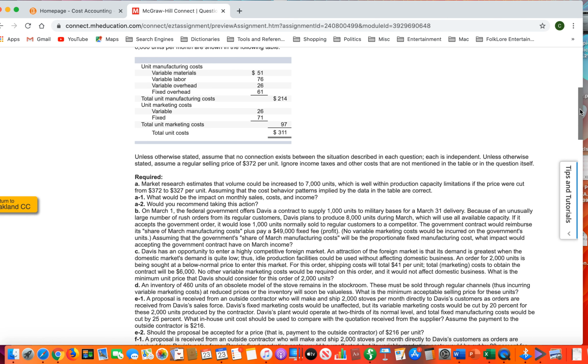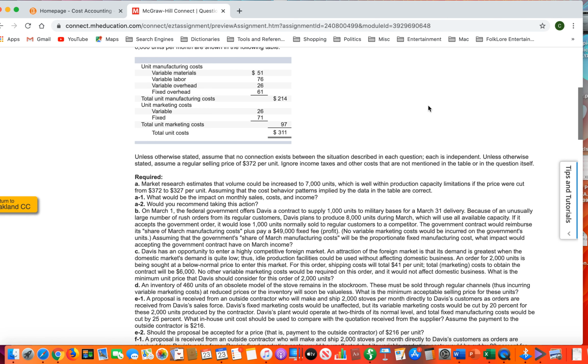Look at the variable cost. The variable cost is variable material, variable labor, variable overhead, and variable marketing. So add all those up together. And whatever that is, you multiply it by 6,000. Okay? And once you got the variable cost, you subtract it from the sales, and you get contribution margin.